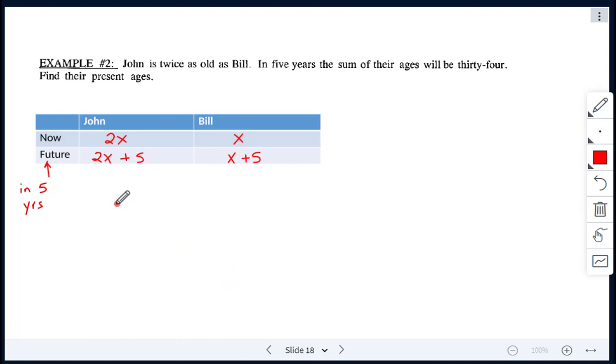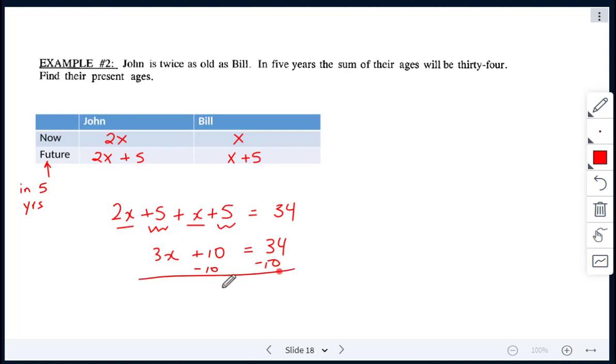All right, so we're just going to take the sum of their ages. So 2x plus 5 plus the x plus 5 is equal to 34. All right, and now we just got to solve for x. So I'll collect like terms here. That gives me 3x. Collect that and that. So 3x plus 10 is equal to 34. Subtract 10 on both sides. 3x is equal to 24. Last step, we'll divide by 3 both sides. And that gives me that x is equal to 8.